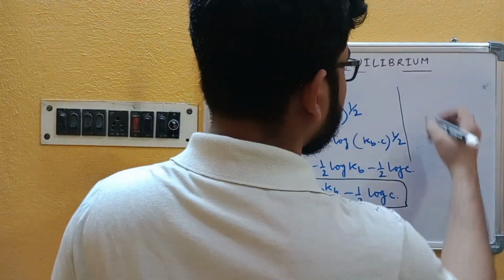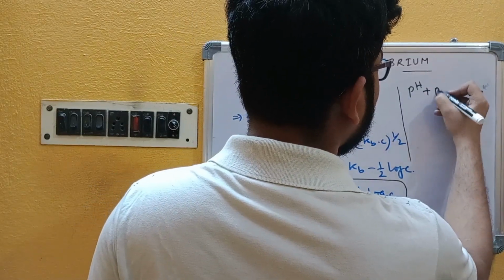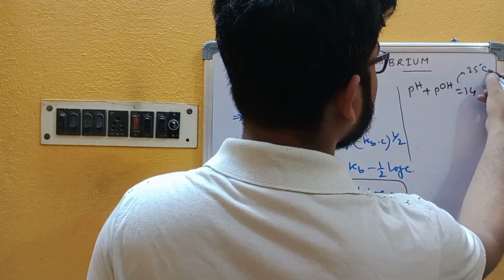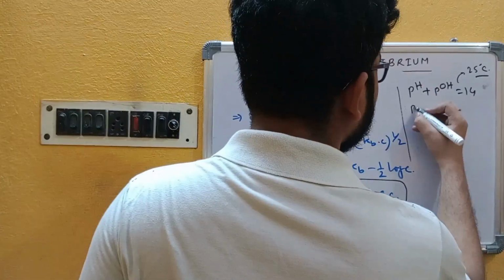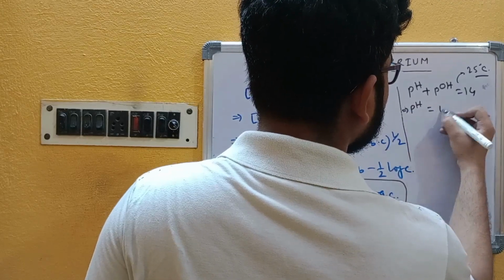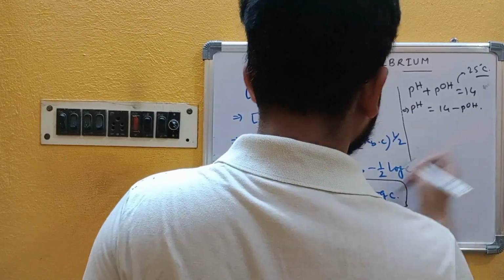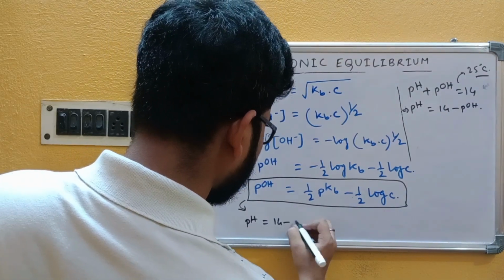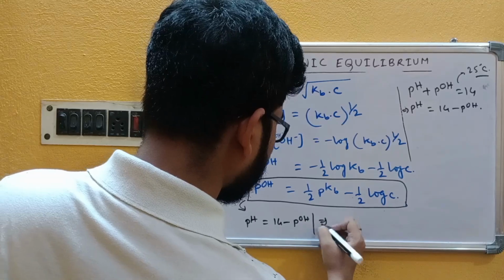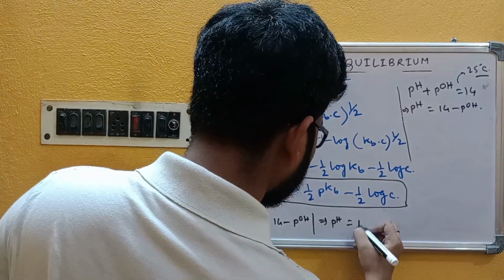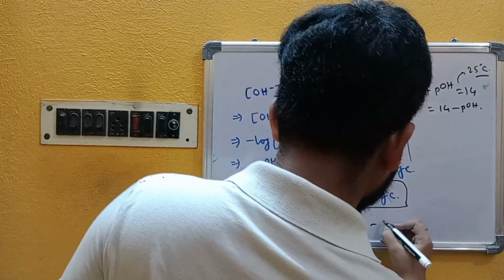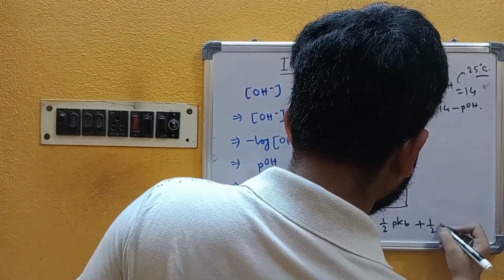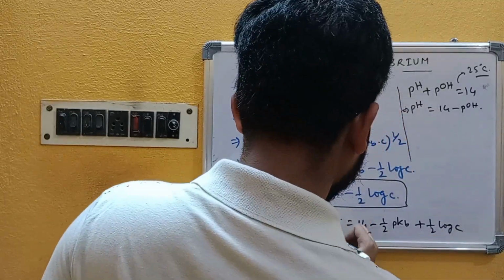Also, we know that pH plus pOH is equal to 14, which is at 25 degrees Celsius. So pH will be 14 minus pOH. So from this, if we find pH, then it will be 14 minus pOH, then pH is equal to 14 minus half pKb plus half log C.